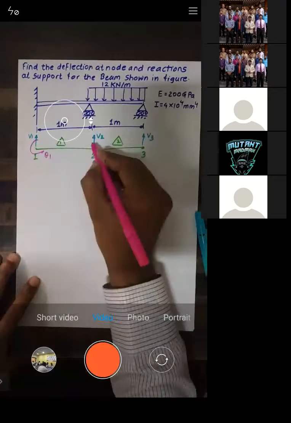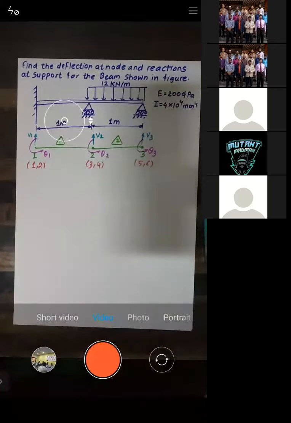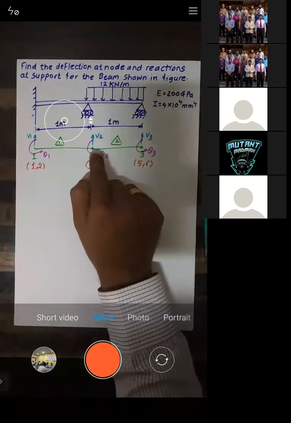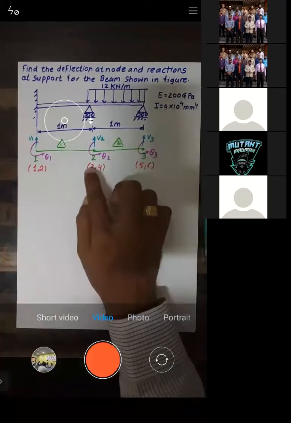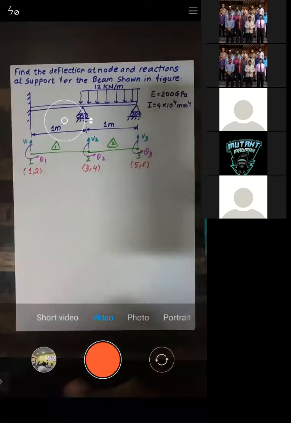So every node will have 2 degrees of freedom. We'll call these 1, 2, this will have 3, 4, and this will have 5, 6. Try to understand. This diagram will remain the same irrespective of the problem. V1, V2, V3 are the linear displacements. Theta 1, theta 2, theta 3 are the angular displacements. Node 1 will have 2 degrees of freedom, V1 and theta 1, indicated by 1, 2. Node 2 will have V2 and theta 2, indicated by 3 and 4. Node 3 will have V3 and theta 3, indicated by 5 and 6. Yes or no?